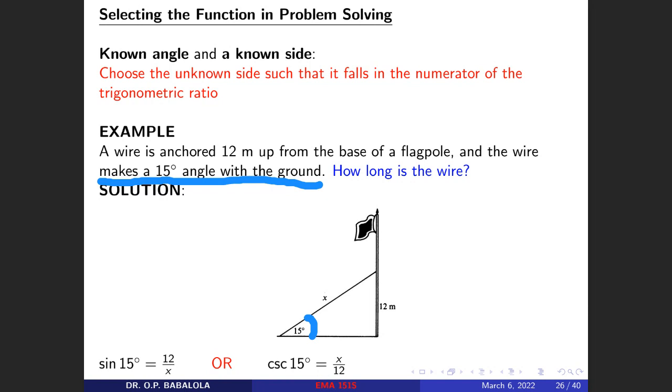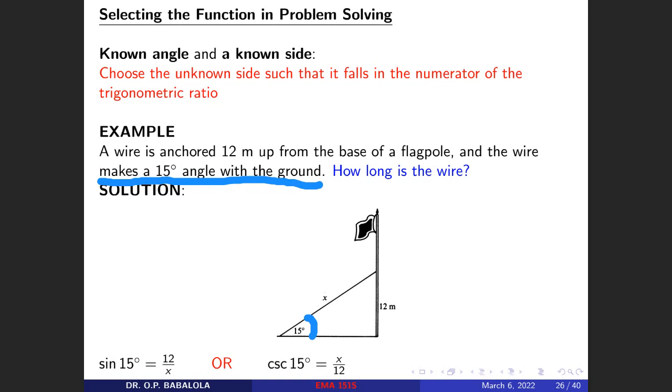You will actually have your solution wrong, because remember, you are going to be using a trigonometric ratio to solve the problem. And I observed some of you made that mistake in your assignment. So please, read your questions properly and pay attention to every piece of information provided. Okay, so here the question is, how long is the wire?